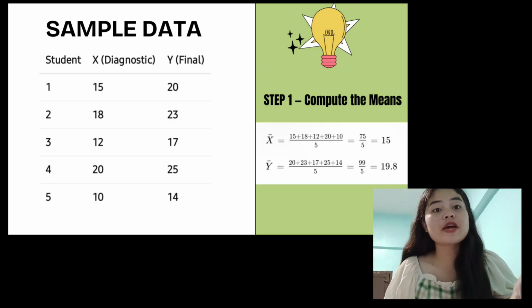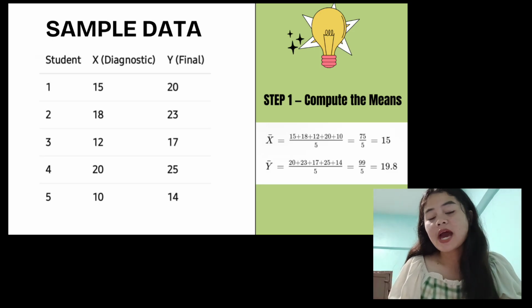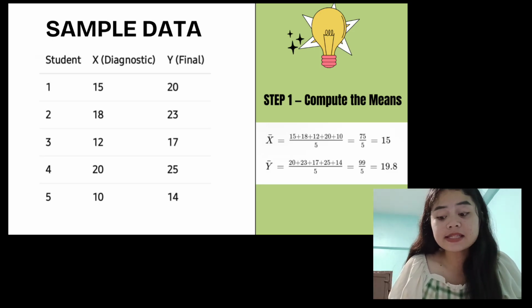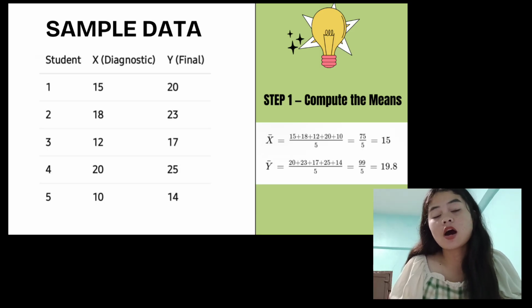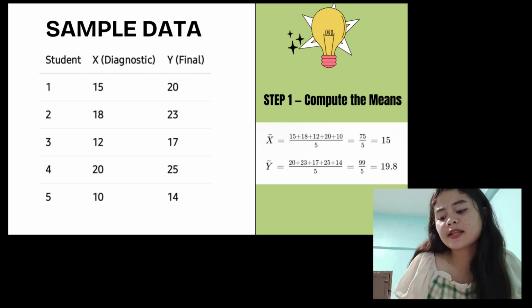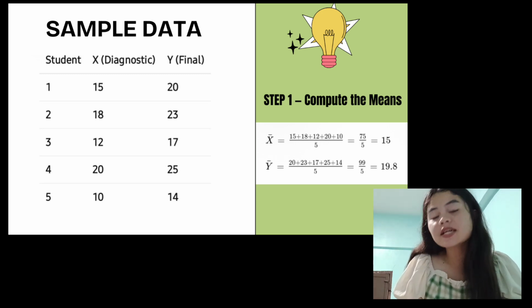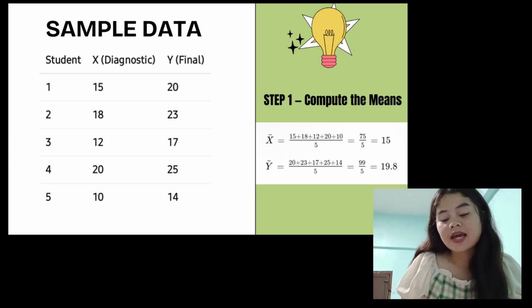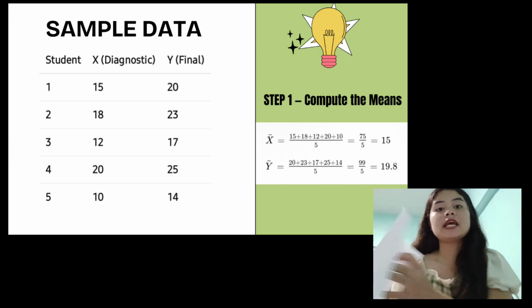Okay. So we have here the sample data, right? We have 5 students. We have also the scores, the diagnostic scores and the final scores, the X and Y. The diagnostic scores are 15, 18, 12, 20, and 10, and the final scores are 20, 23, 17, 25, and 14.